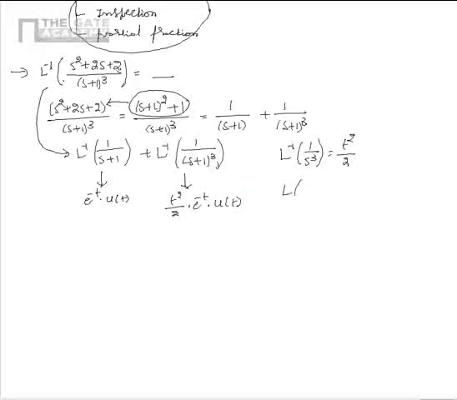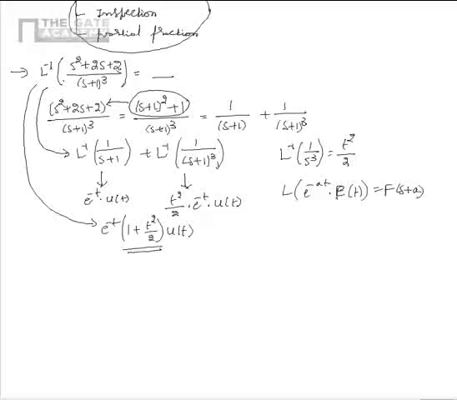This is because of the property that the Laplace transform of e power minus at f of t is equal to F of s plus a. From this, the required inverse Laplace transform can be written as e power minus t multiplied by (1 plus t square by 2) multiplied by u of t. So this is the L inverse of the given F of s.